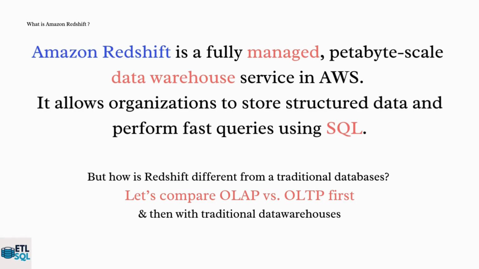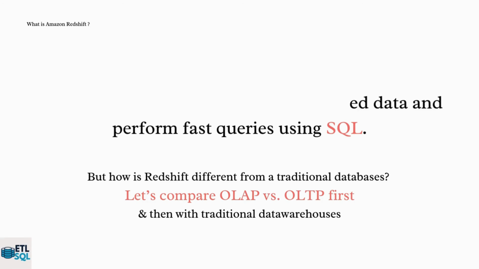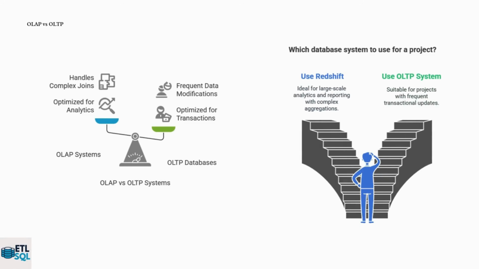But how is Redshift different from traditional databases? Let's compare OLAP versus OLTP first, and then we will compare it with traditional data warehouses. So Redshift is an OLAP, which is an online analytical processing system, designed for large-scale analytics and reporting. It is optimized for aggregations, complex joins, and columnar storage. In contrast, OLTP, which is online transaction processing databases like MySQL or PostgreSQL, handle transactional workloads with frequent inserts, updates, and deletes.